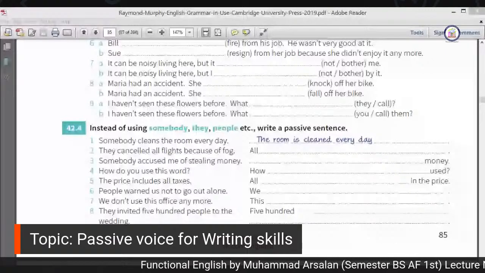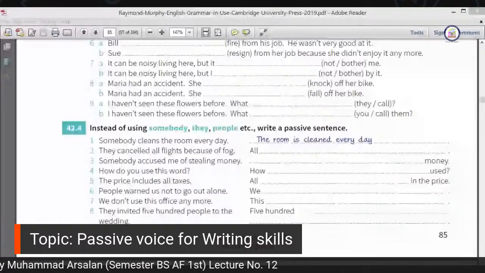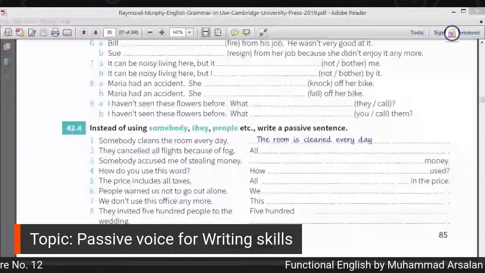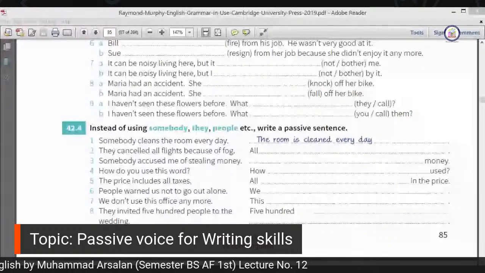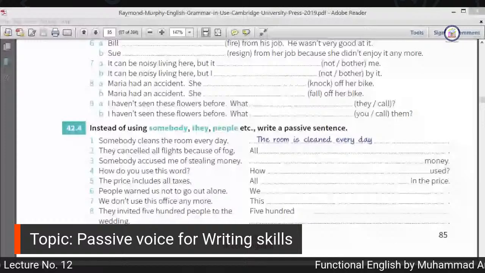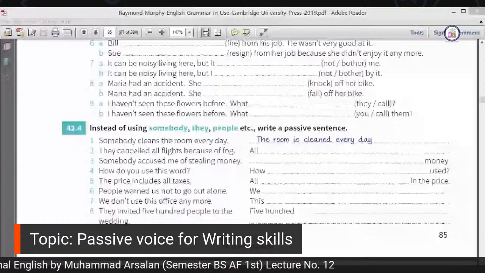And similarly, we need not only an object but also a complete transitive verb. But sometimes we have two objects in a sentence, like: I gave this pen to my brother. So there are two objects. My brother was given this pen by me, or this pen was given to my brother by me.